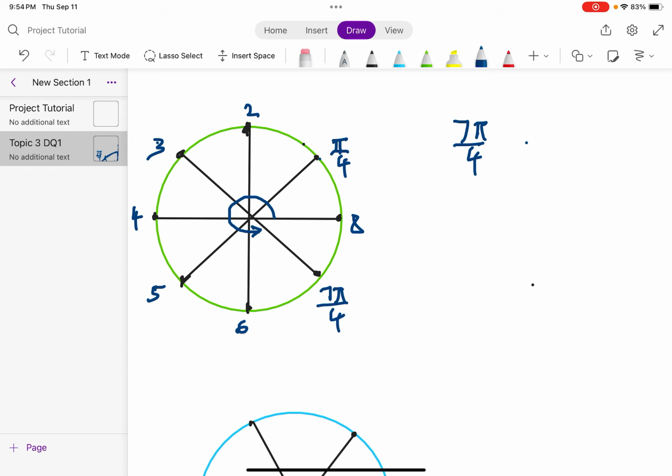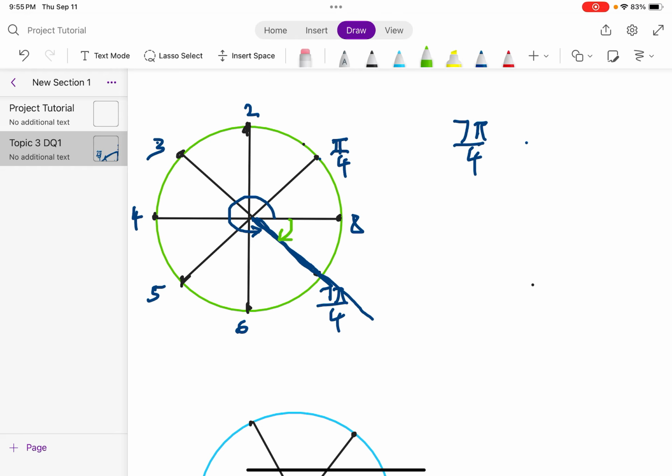If we need to find a coterminal angle, what's the coterminal angle of 7 pi over 4? Well, remember, coterminal is the angle that has the same terminal side. Because our terminal side is this one, can you write me another angle that ends up at the same location? Well, the easiest way is you can just go in different directions. Is this one.